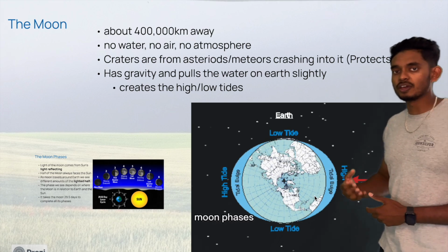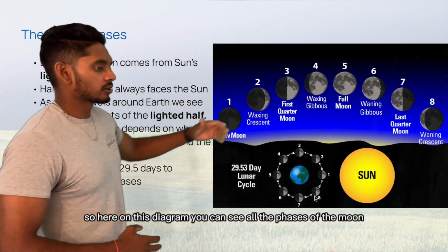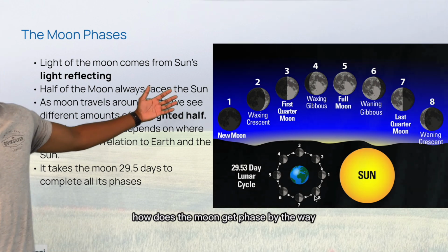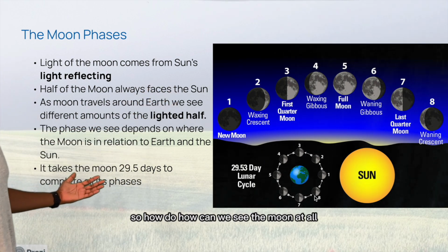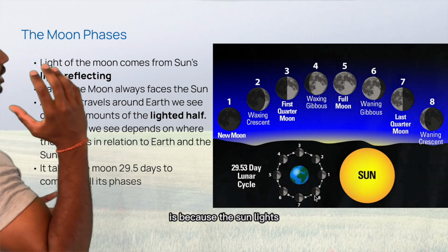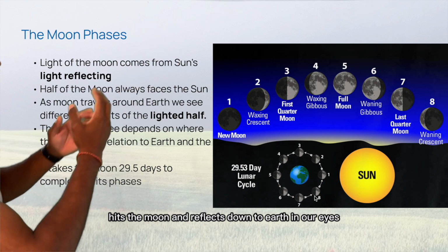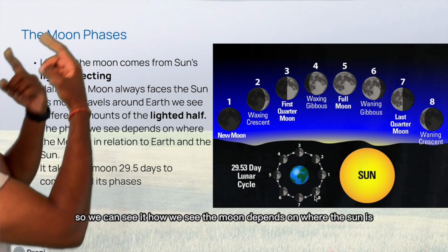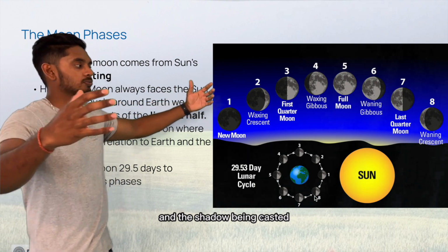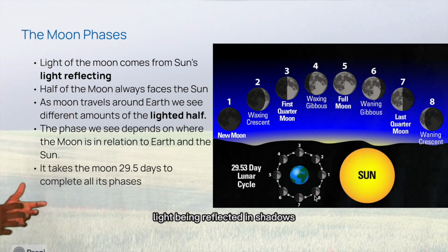Moon phases. Here on this diagram, you can see all the phases of the moon. How does the moon get a phase? By the way, the moon doesn't produce any light. So how can we see the moon at all? It's because the sun's light hits the moon and reflects down to Earth into our eyes so we can see it. How we see the moon depends on where the sun is and the shadow being cast. Light being reflected and shadows.